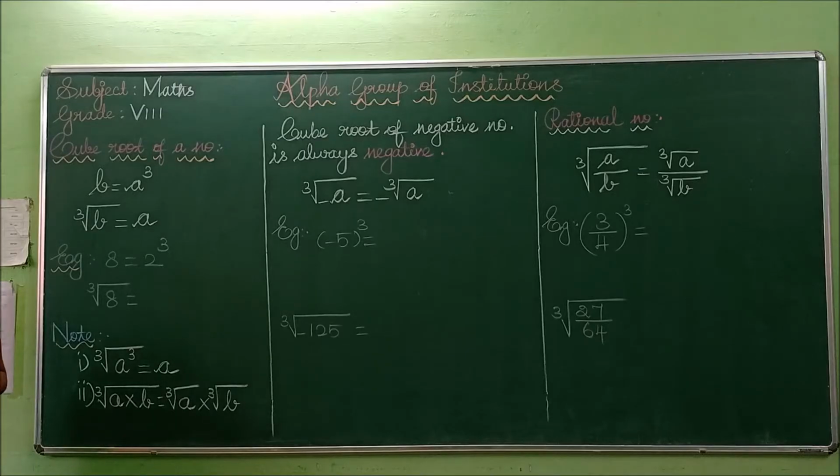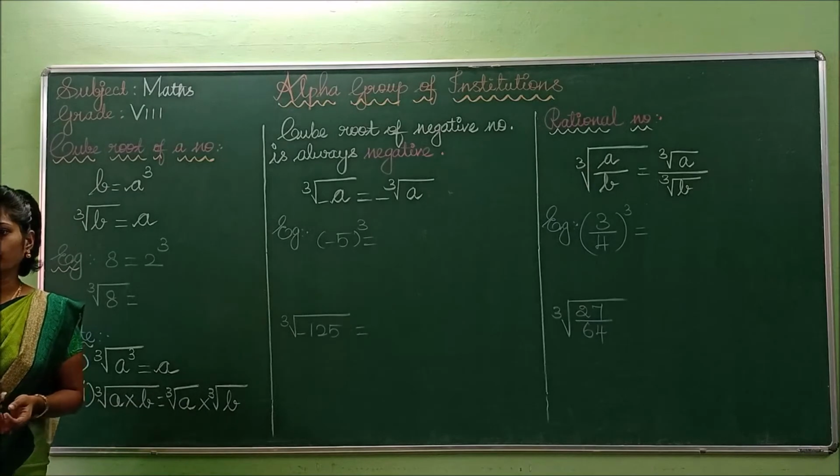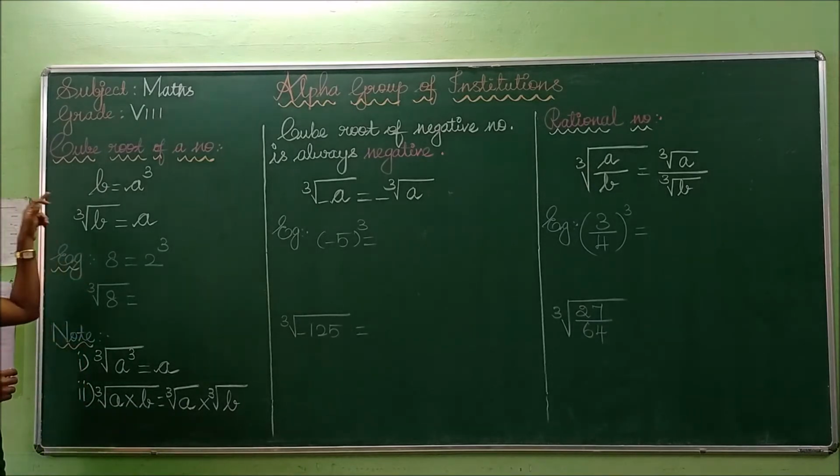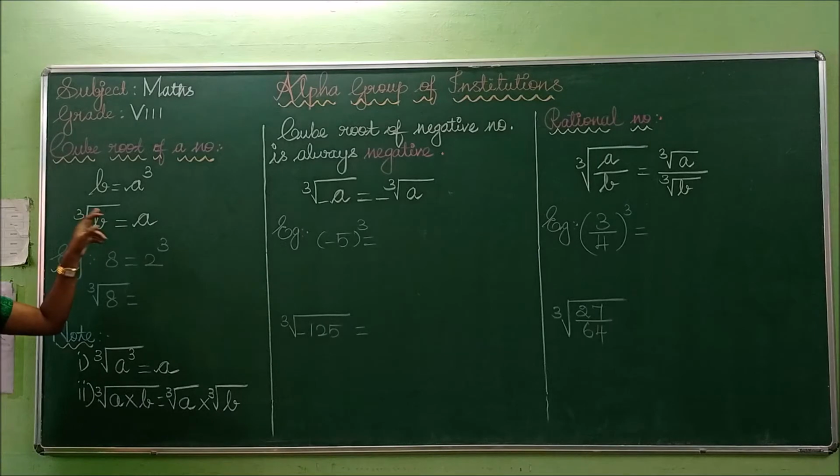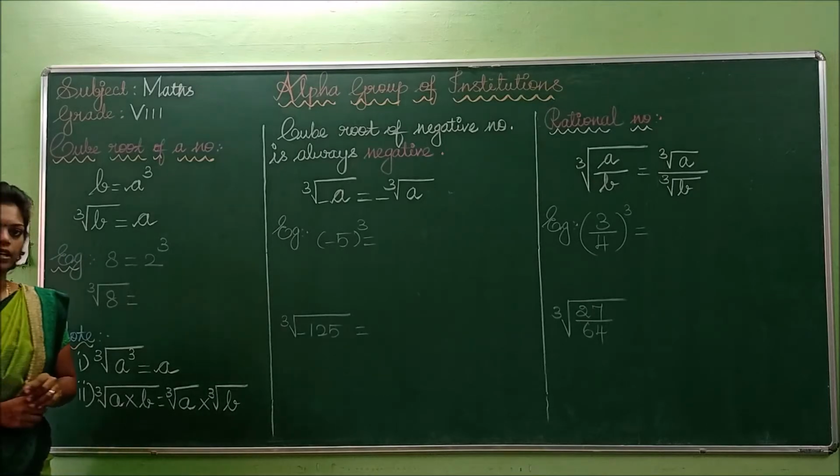Good morning students. Today we are going to see the cube root of a number. If b is a cube number such that b equals a cube, then this a is called a cube root of the number.